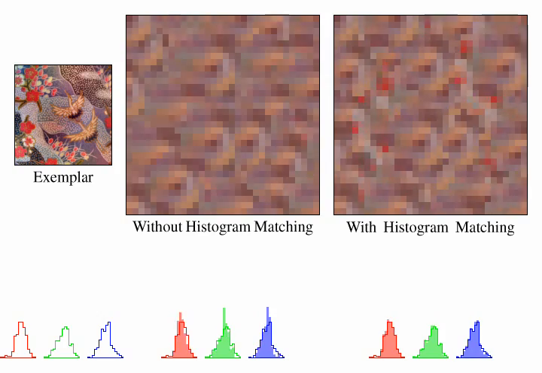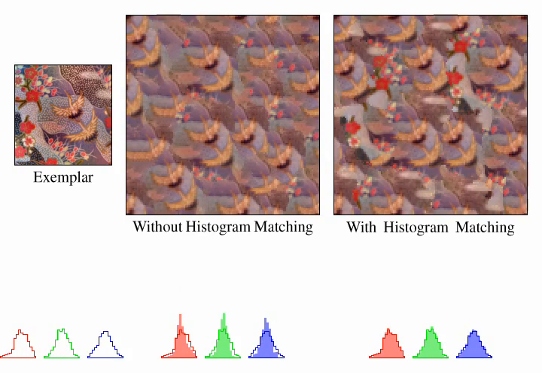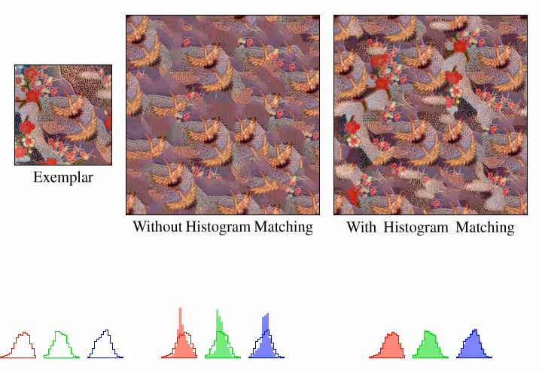Furthermore, histogram matching significantly improves performance by making the convergence faster, as well as allowing us to use smaller neighborhoods than in previous techniques. Note that all these advantages apply not only to solid texture synthesis, but also to 2D texture synthesis, as shown in these examples. In the remainder of this video, we present some of our results.